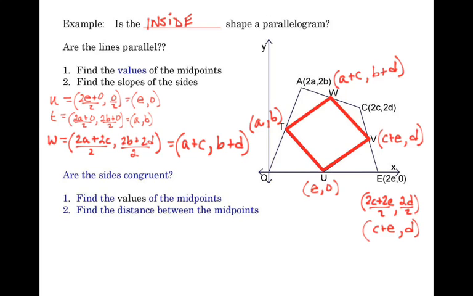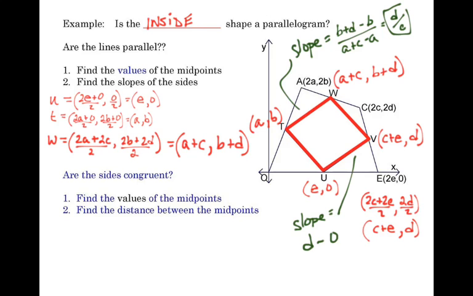And so now what I want to do is go through and show that I have the same slope. So if you remember, the slope is going to be the difference in the y's over the difference in the x's. Rise over run. So if I do that, I'm going to find that b plus d minus b over a plus c minus a leaves me with d over c. Same thing at the bottom. I get d minus 0 over c plus e minus e. Those are my x values. And I get d over c, which is the same, which means they're going to be parallel.